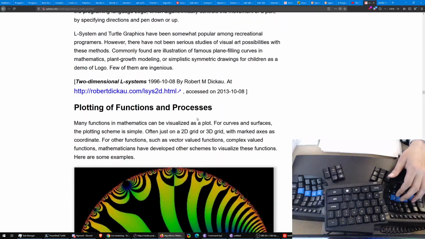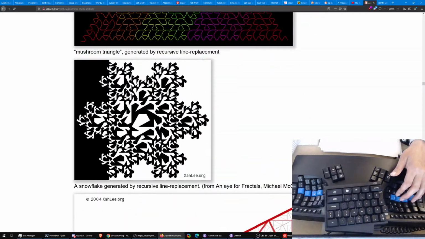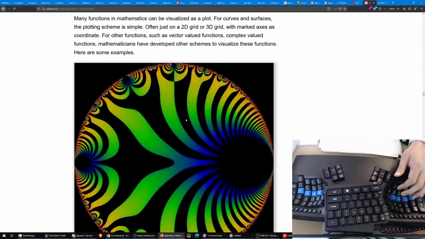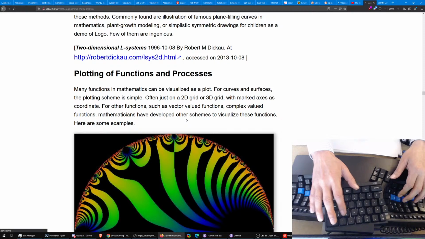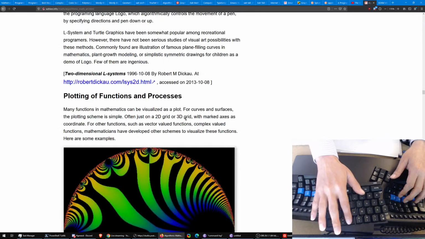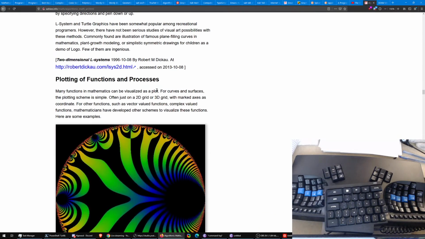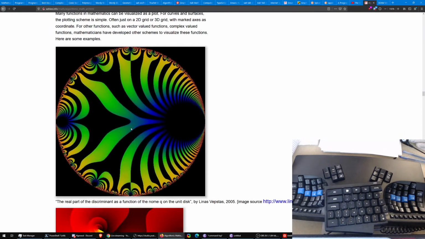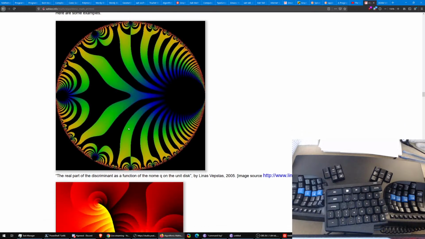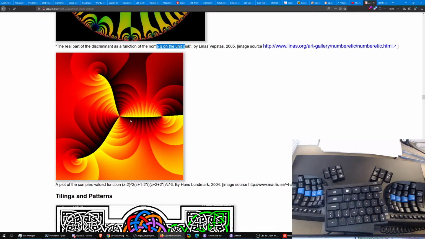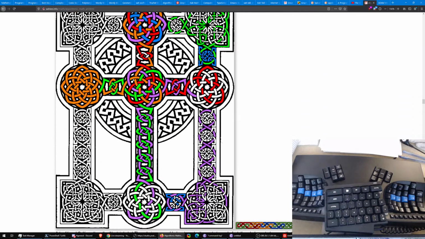So let me finish giving you a description of this article. This article, first of all, gives you an introduction, a survey of all different kinds of math artwork. Then you have fractals, and you have plotting functions. These are functions on a unit disk. I don't know what that is, and this is plotting of a complex function. Then you have tilings and patterns.